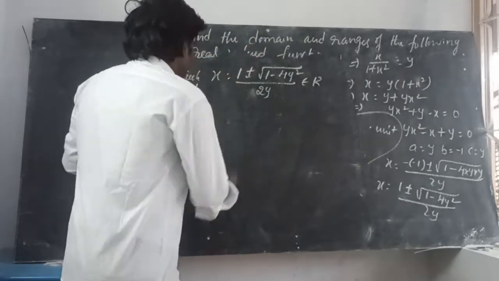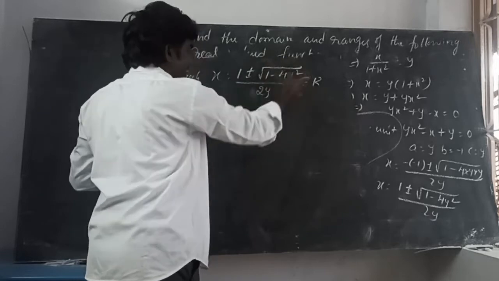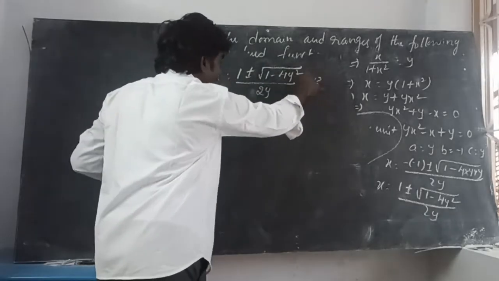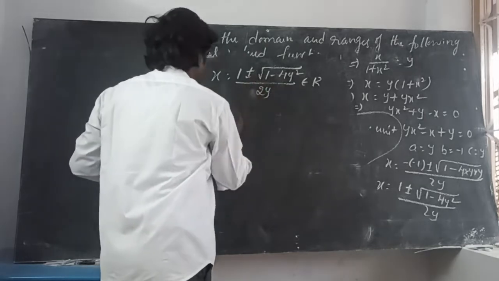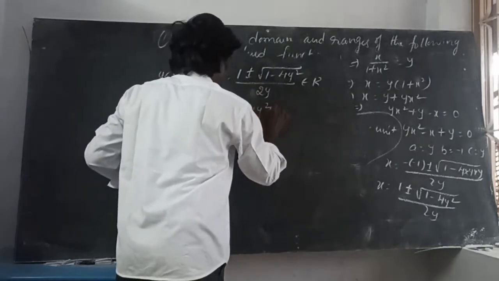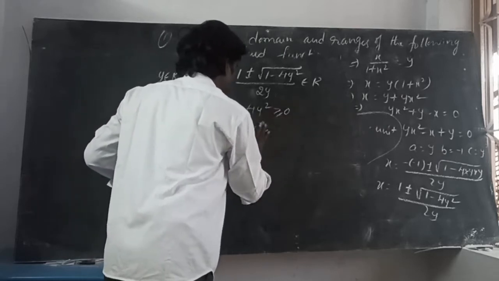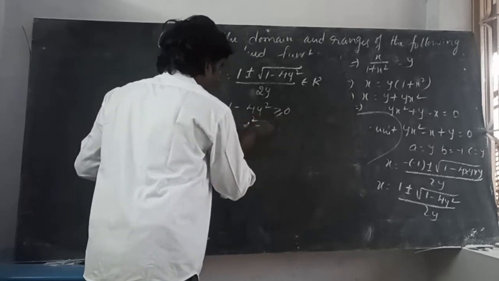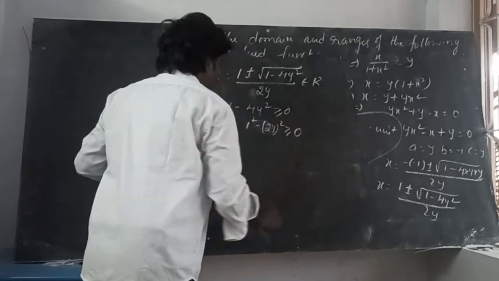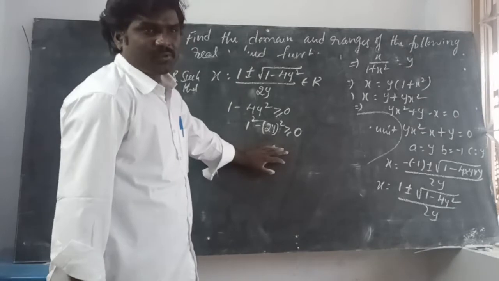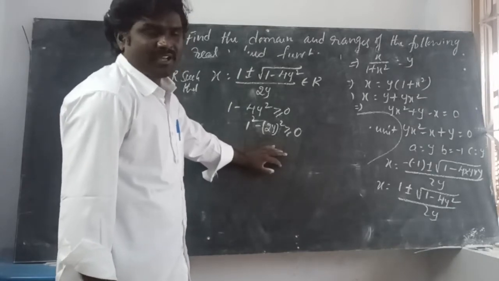Here the square root of 1 minus 4y square, the square root of any value is greater than or equal to 0. y is a real valued function, y belongs to real numbers. So here 1 minus 4y square is greater than or equal to 0. So 1 we can write as 1 square, 4y square we can write as 2y whole square. So it is in the form of a square minus b square, which is a plus b into a minus b.